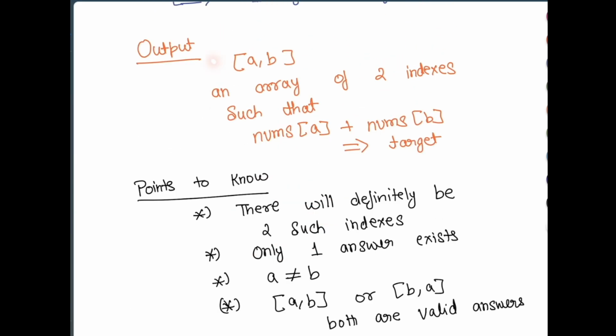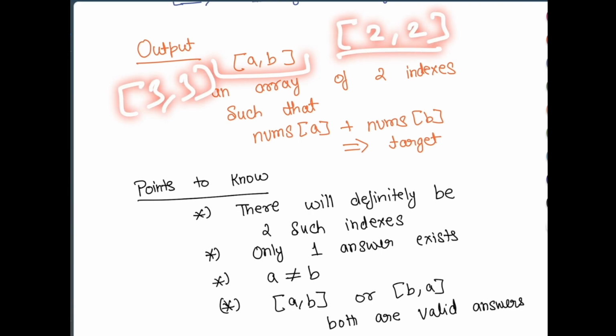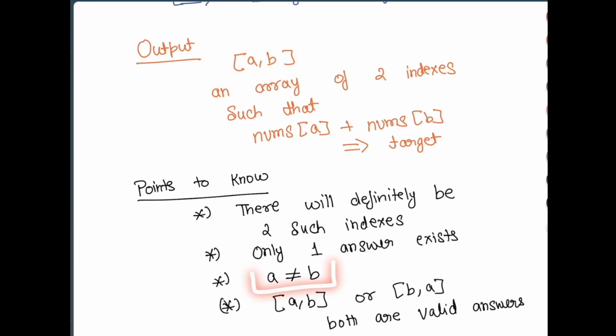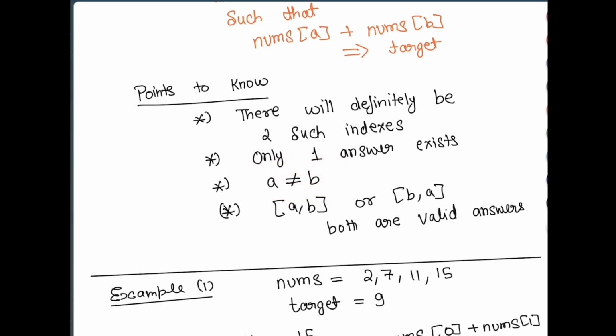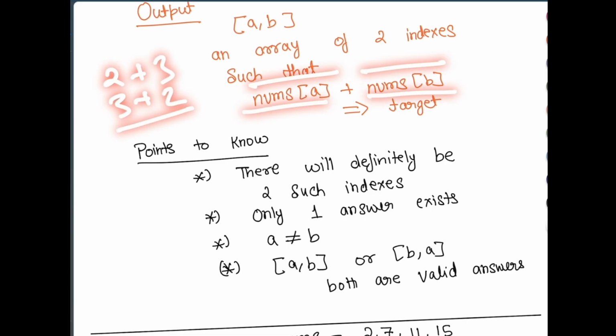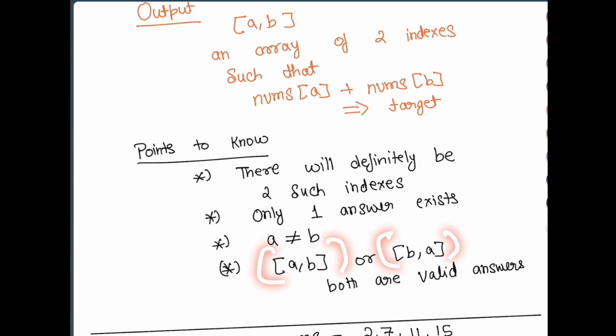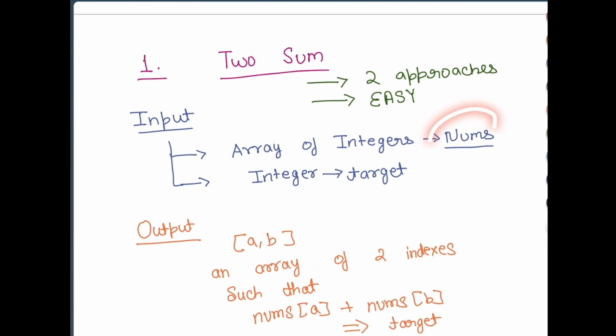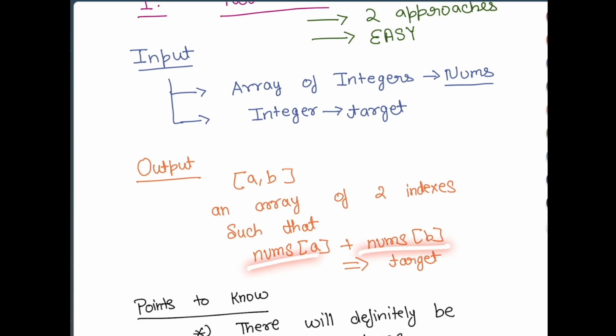That is, you cannot take the same indexes. You cannot say 2, 2, right? Or 3, 3. The indexes A and B will always be different. So A is not equal to B. And finally, A, B or B, A both are valid answers, because whether you say nums of A plus nums of B or nums of B plus nums of A, both are the same, right? 2 plus 3 or 3 plus 2, both are the same, right? So A, B and B, A both are valid answers. We just need to find two such indexes in our given array nums such that nums of A plus nums of B will be equal to the target.